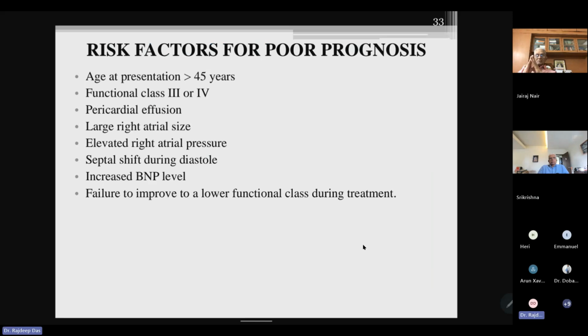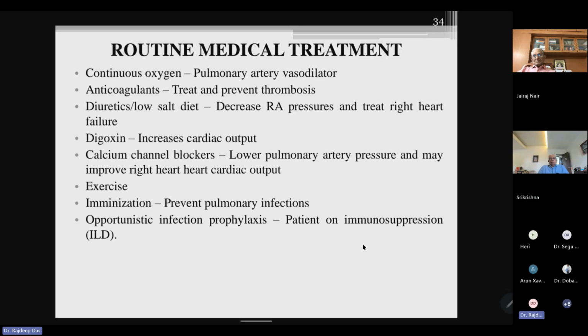The risk factors for poor prognosis in primary pulmonary arterial hypertension are: age of presentation more than 45 years, functional class 3 or class 4, pericardial effusion, large right atrial size, elevated right atrial pressure, septal shift during diastole, increased brain natriuretic peptide level in blood, and failure to improve to a lower functional class during treatment. These all indicate poor prognosis in primary pulmonary arterial hypertension.